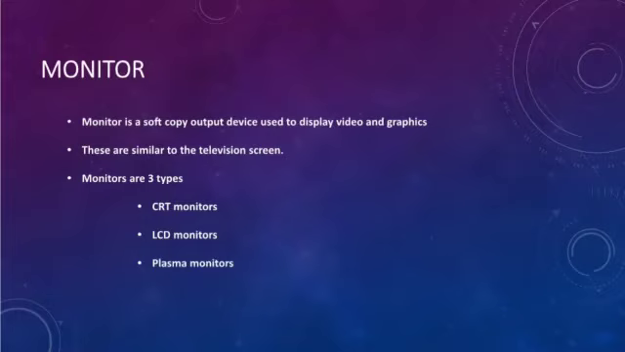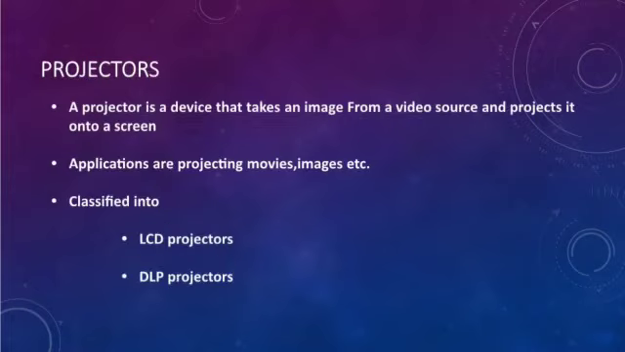The next one is projectors. A projector is a device that takes an image from a video source and projects it onto a screen or surface. Projectors are used for applications such as projecting movies, images, presentations and television programs. Projectors allow the user to change or adjust brightness, sharpness and color of an image. Projectors use a bright light and a lens to display images or movies on the screen.